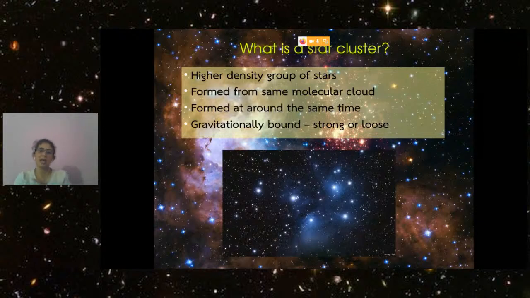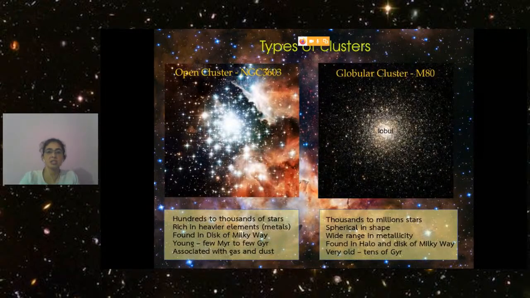So are all star clusters of the same type? As we see in nature, people have broadly classified clusters into two types. What I have been talking about is known as open clusters, formed from molecular cloud by the process of fragmentation and so on. One open cluster is shown here, NGC 3608. Open clusters have hundreds to thousands of stars. These are rich in heavier elements, which are metals. These stars are found in the disk of the Milky Way. They are very young, with ages of a few million years to a few gigayears, and they are associated with the remnant gas and dust.